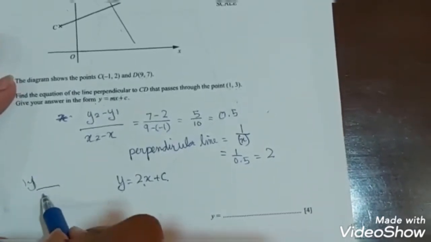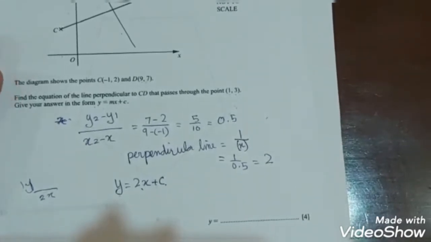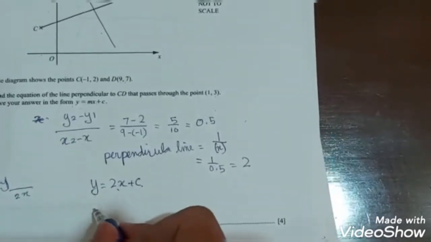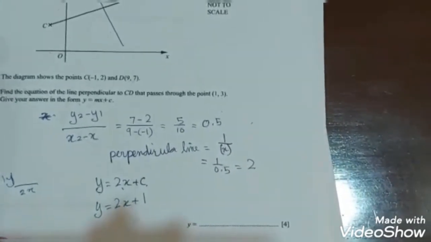1y, 2x. This means that the gradient is 1. Y is equal to 2x plus 1. That's the answer.